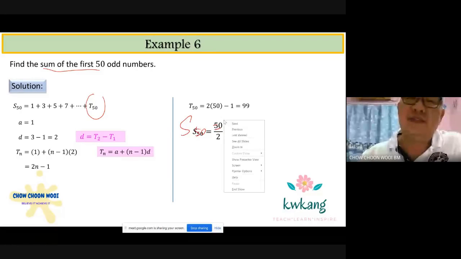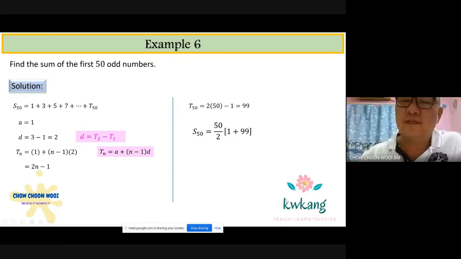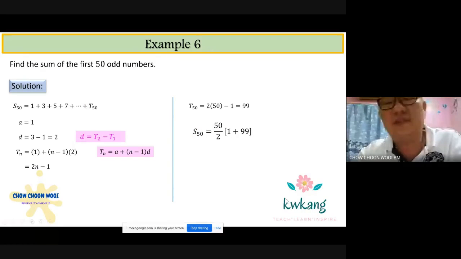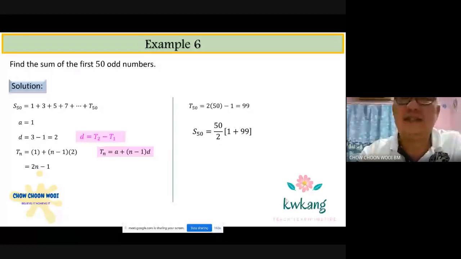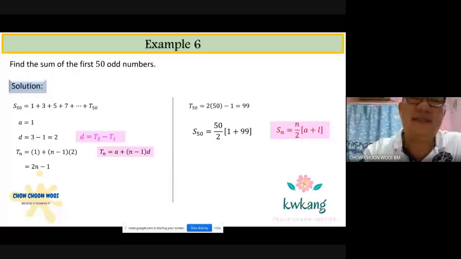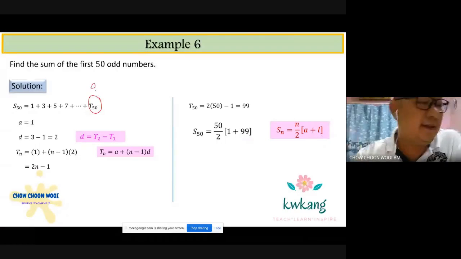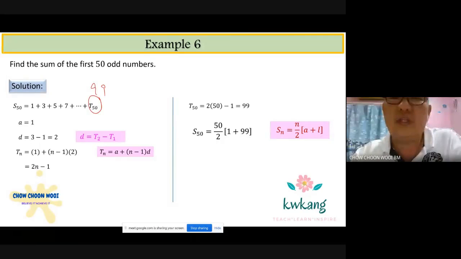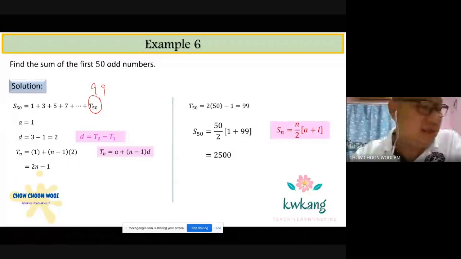Okay. So S50 is equal to 50 over 2, 1 plus 99. We are using A plus L, since the last term is, this is 99. Right? Okay. Boleh? So it's equal to 2,500.